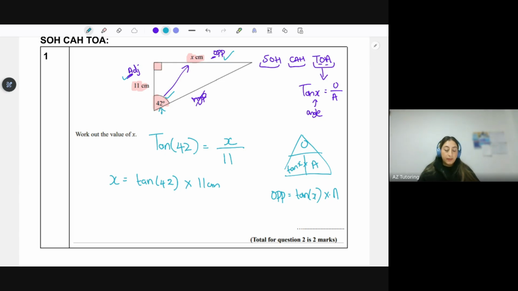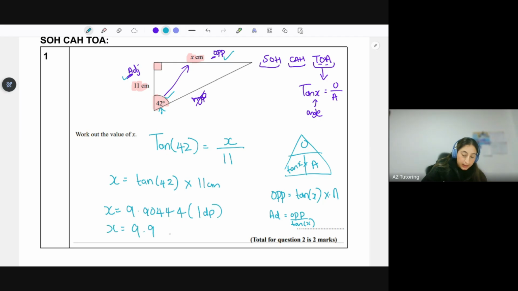What if we need to find the adjacent side? Adjacent is going to be opposite divided by my tan of x. So the triangle is important. Now I can just put that in the calculator. Tan 42 times 11, and the answer is 9.90444. I'm going to give it to one decimal place. So x is going to be 9.9 centimeters, which makes sense.